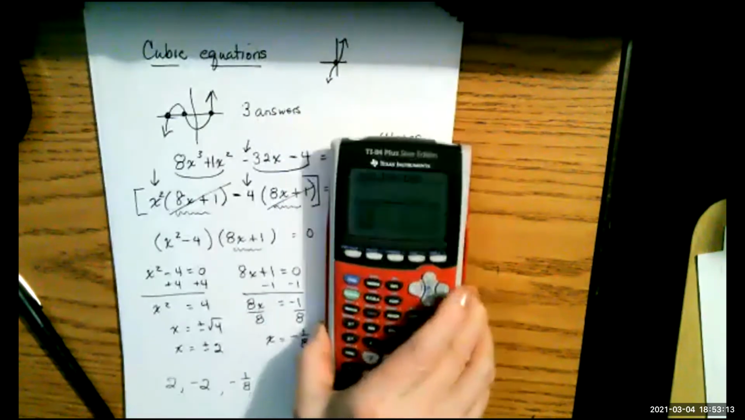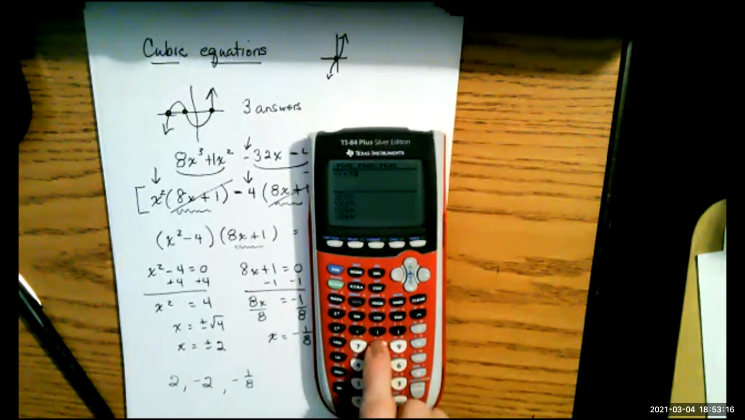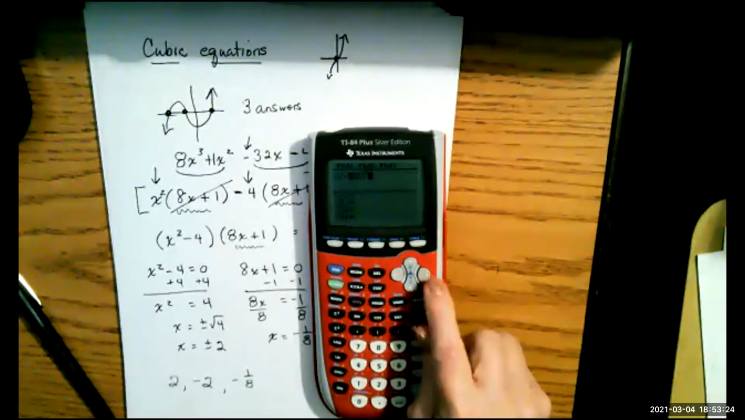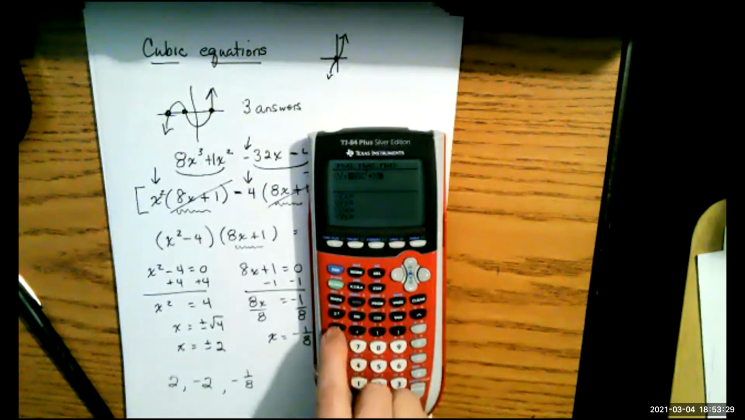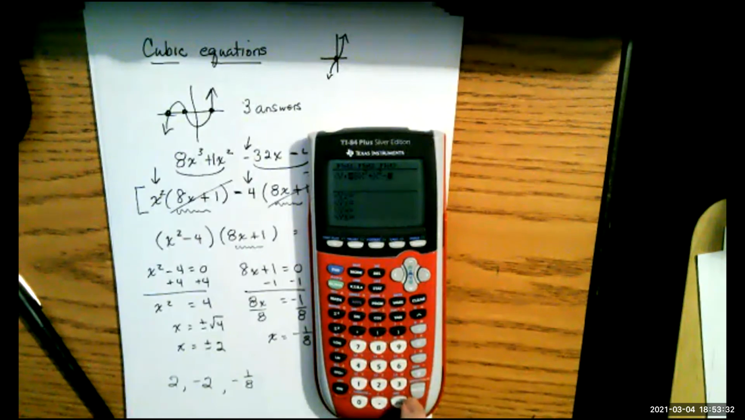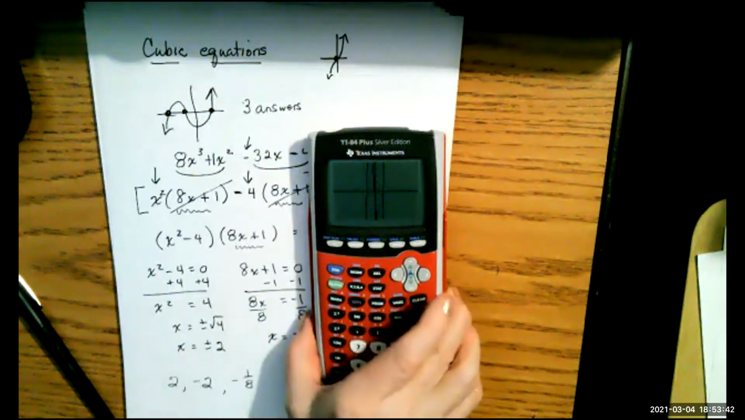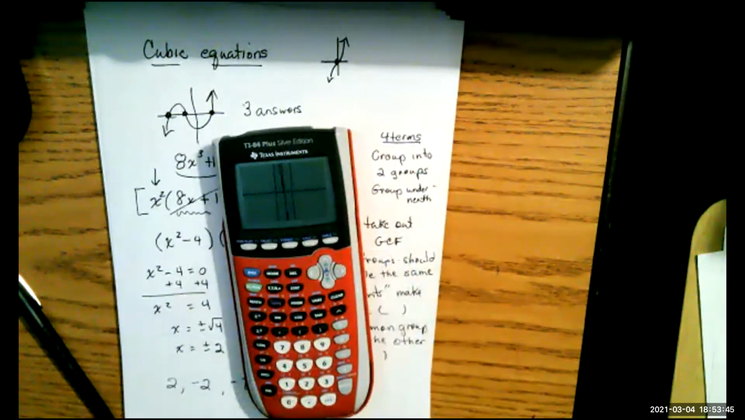Let's see, this equation started out 8x cubed. I'm just going to use my caret key to cube it. Plus x squared minus 32x minus 4. And see, that's what it's doing. It's crossing at -2 and +2, and then it's crossing right there at 1/8.